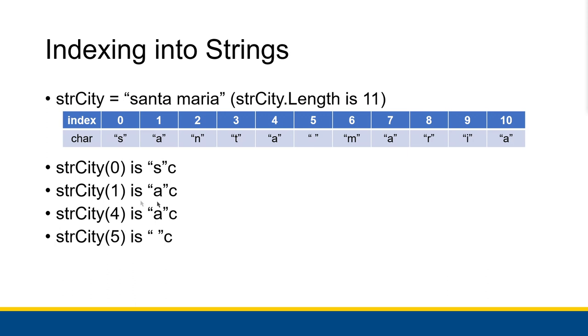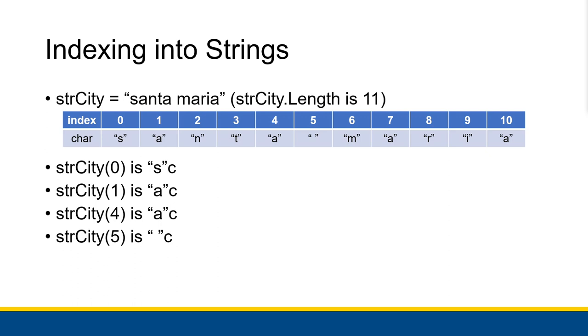I can get the character A from index 1 or 4, or for that matter, 7 or 10 if I wanted to. That's what I'm doing right here, is I'm indexing into the string to get a character at the given index. When I index into string city and provide the integer 5, I get the fifth character, as opposed, my apologies, the sixth character, the character at index 5.